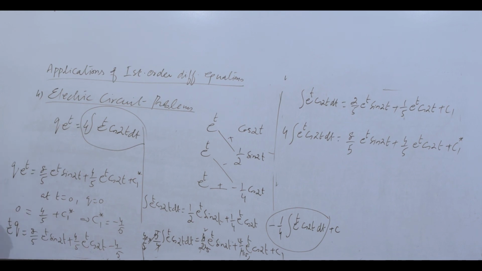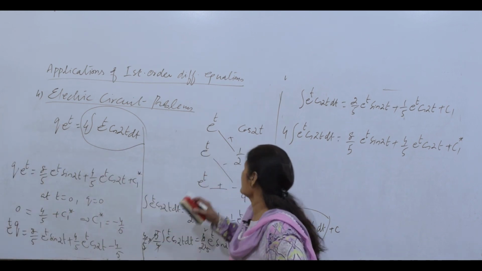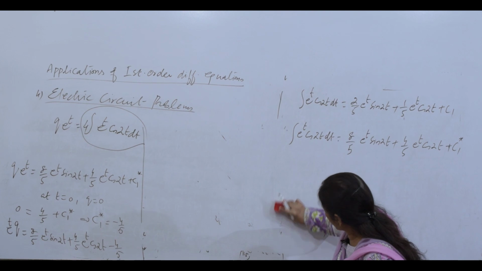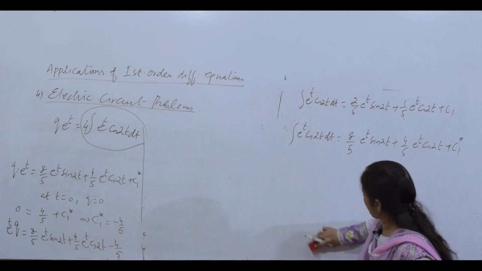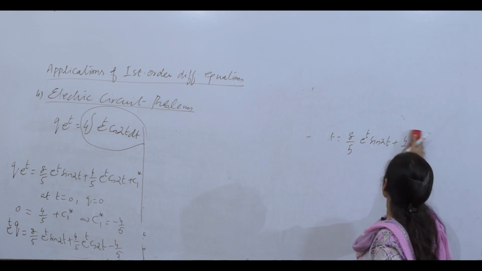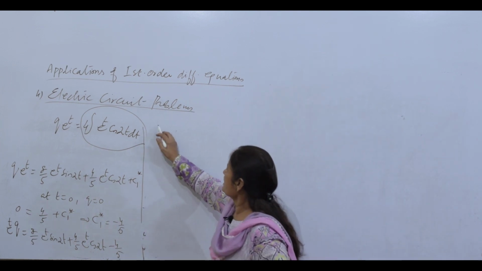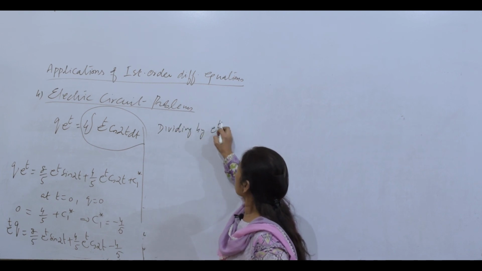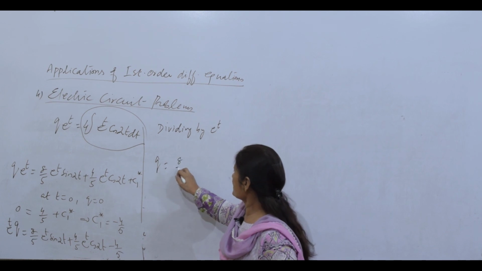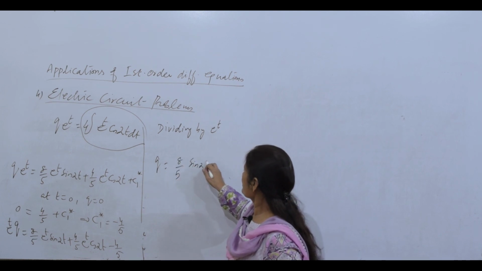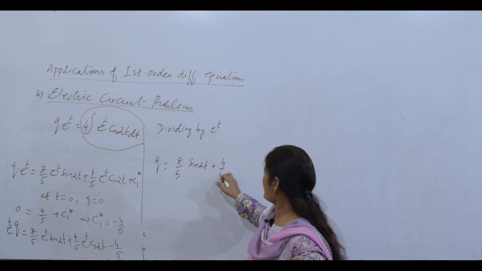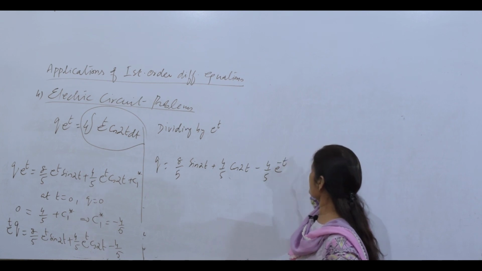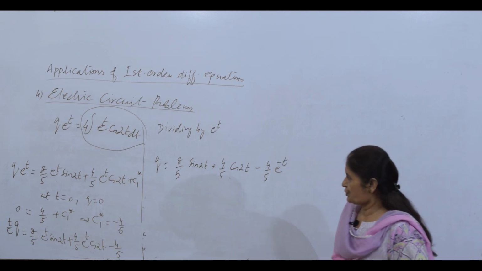Still this is not the answer, because you have to find the current in the circuit at any time. Dividing by e^t, q is left as 8 by 5 sin 2t plus 4 by 5 cos 2t minus 4 by 5 e^(-t). So this is the charge on the capacitor.